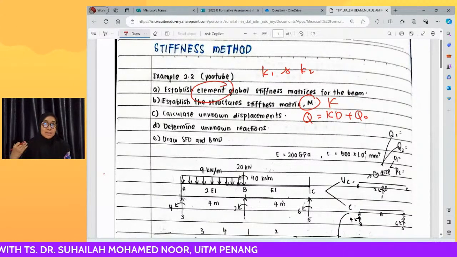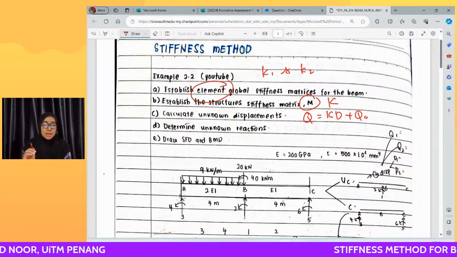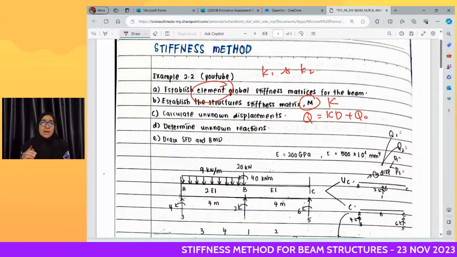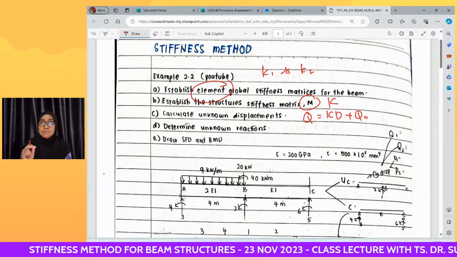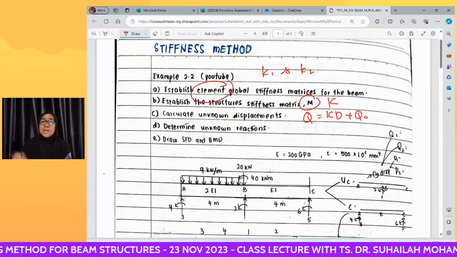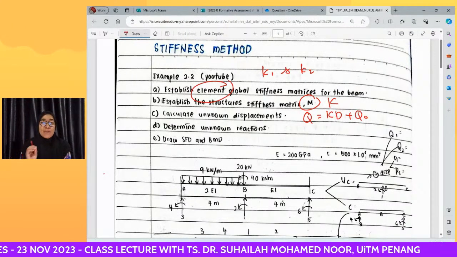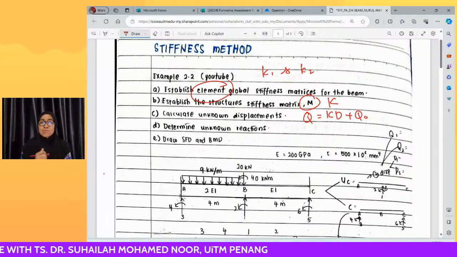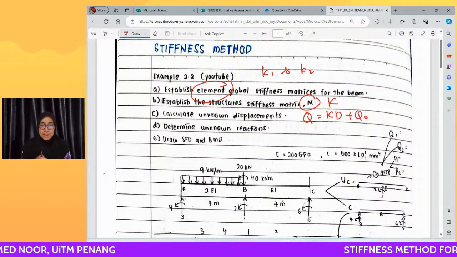In another lecture session. So when we solve this, we get the unknown displacement, and after that we calculate the unknown reaction using the displacement we calculated. Then we put all the values into the diagram, and we can start drawing the shear force diagram and bending moment diagram.